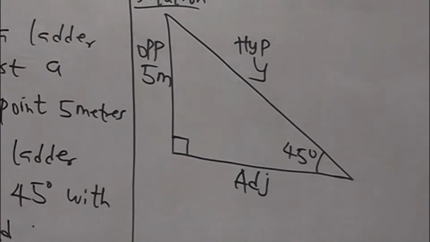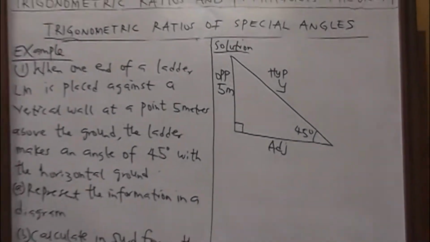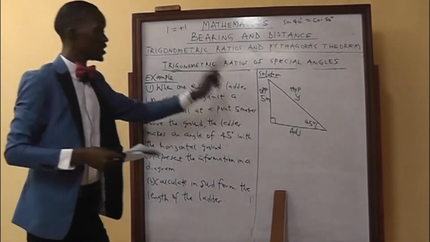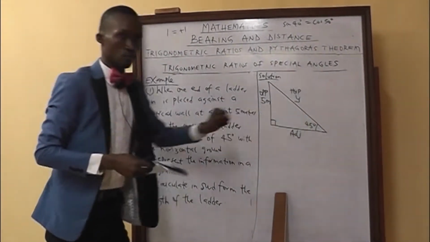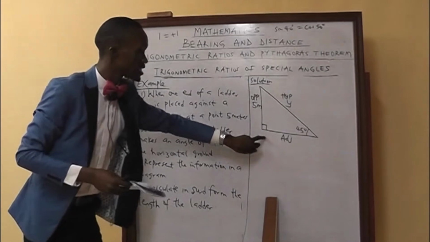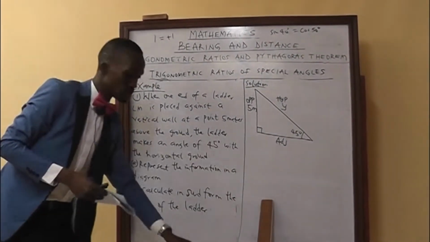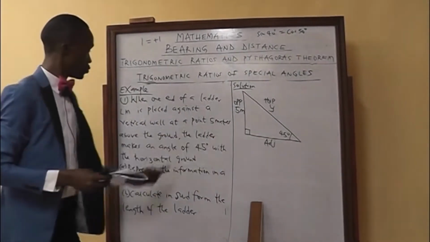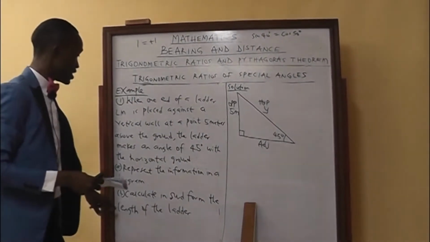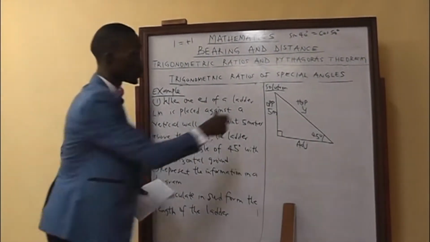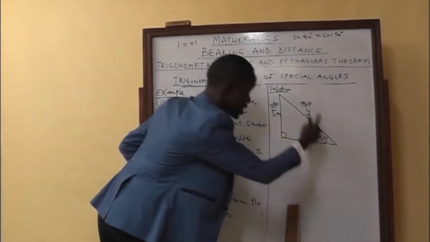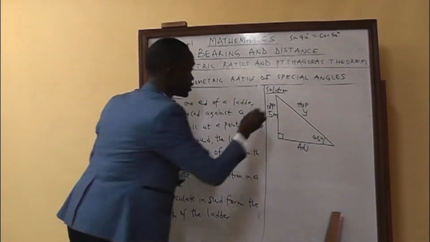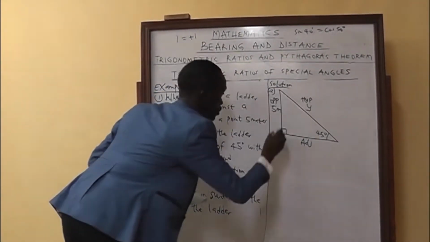So when we want to make use of SOHCAHTOA, at times, we combine what we have with what we are looking for. The question is not asking us to calculate the distance from the base of the ladder to the base of the wall. The only thing we are asked to find here is the length of the ladder. So we are asked to find this one and we are given this one. So we combine the two.